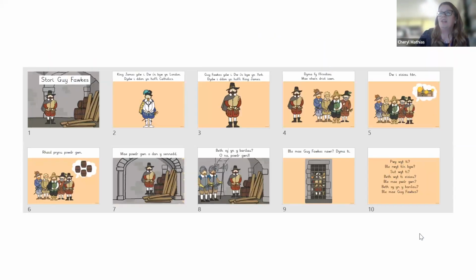So just some quick examples, and last of all, I think, is the one I did with Guy Fawkes, where we used the same sort of patterns to talk about the story of Guy Fawkes, with just some questions at the end. So like, "James ydw i, dwi'n byw yn Llundain, dydw i ddim yn hoffi Catholics." You can see it goes through the story quite simply in simple patterns that they should be able to understand, and then questions at the end.